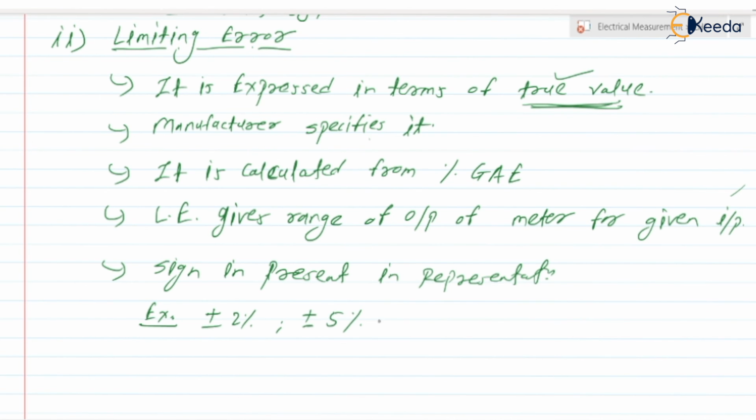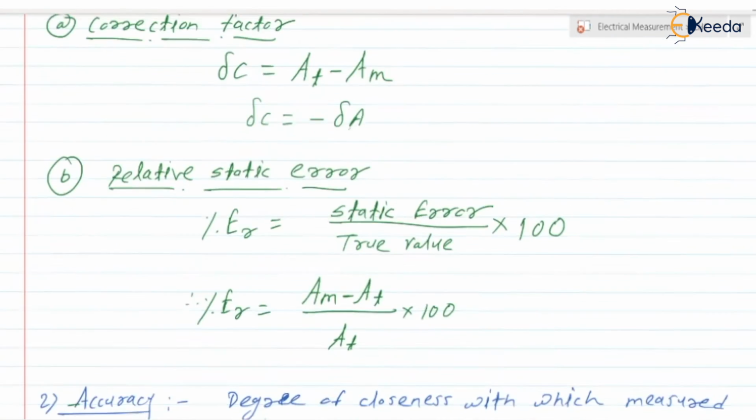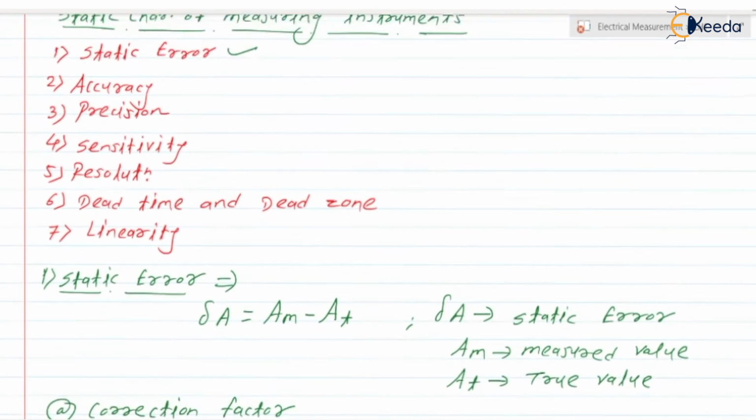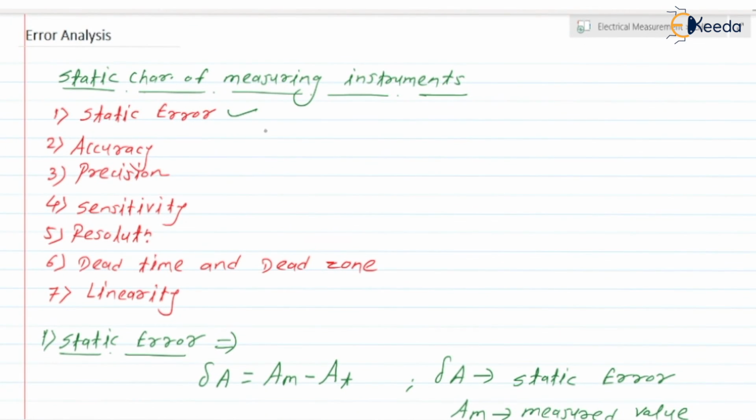So this is about the first two static characteristics of the measuring instruments, static error and accuracy. In the next video, we are going to discuss the numericals related to the accuracy of the measuring instruments.